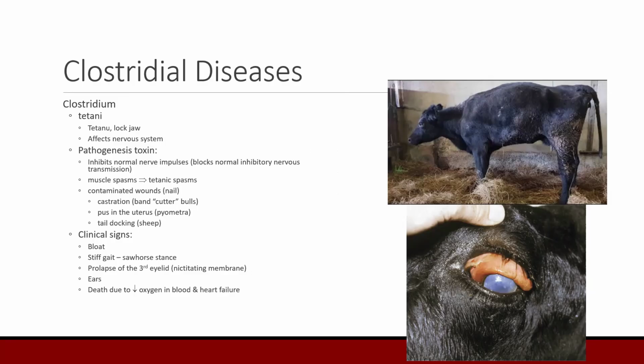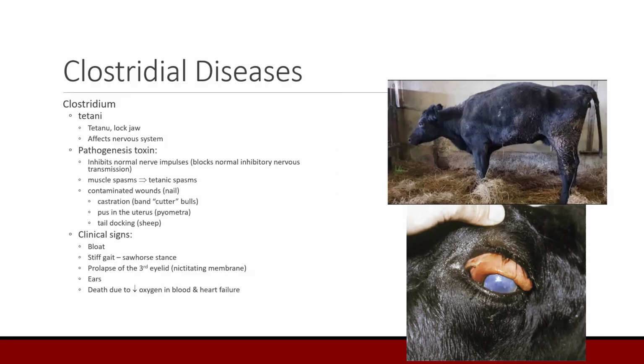Castration, pus in the uterus, tail docking for sheep. So anytime we cause a wound that kind of exposes that wound to the environment. Okay, clinical signs. So bloat, because it has this effect on the nervous system, it inhibits normal rumen function. So they're unable to release gas, so it can cause bloat buildup in the rumen.